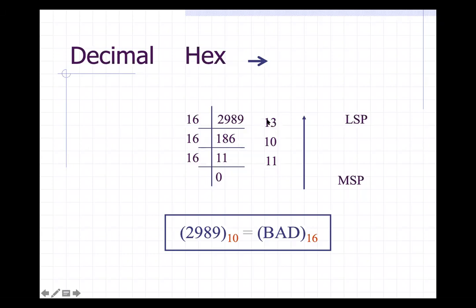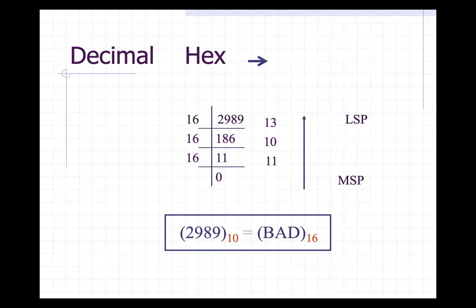This 13 means this, not 13. We know that hexadecimal 13 means D, hexadecimal 10 means A, hexadecimal 11 means B. So B, A, D, this is your result. Clear? Yes.